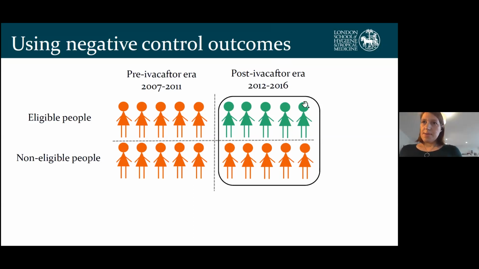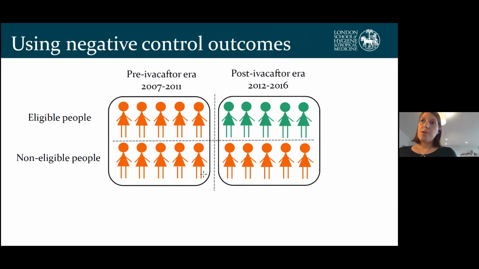So I'm going to think about this first of all in terms of, let's suppose that we're using a comparison between these two groups here. So we're looking at the post-Ivor-Kafta era. We've got the observed outcome in all those people. We've got G. And then we're going to use the observed outcome in this pre-Ivor-Kafta era in these two groups. That's our negative control outcome here. So it's the outcome observed in those two groups before the treatment came into being.